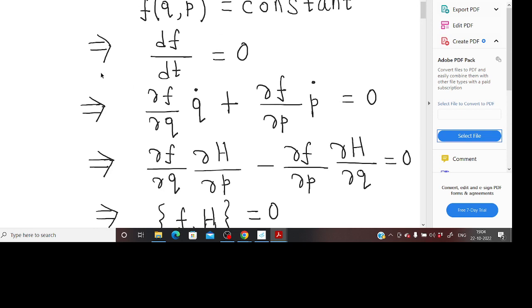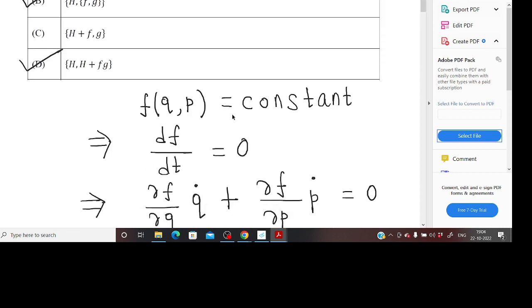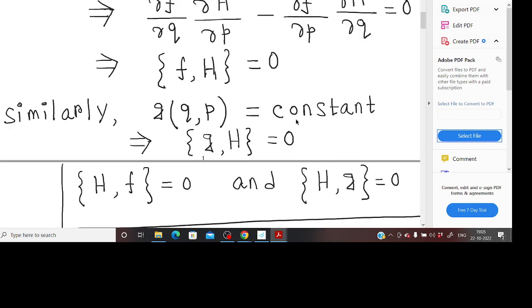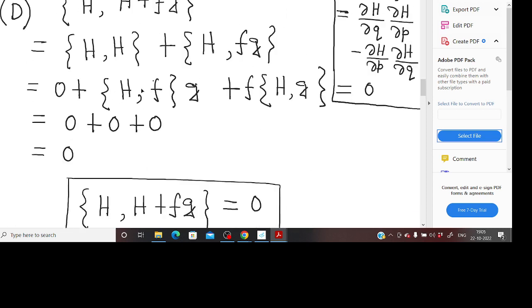If del H/del t is equal to 0 and F is equal to H, so this is the Poisson bracket of H with itself, which is equal to 0. So H is a conserved quantity, and in this case the Hamiltonian is equal to the total energy of the system. And here we have used the Poisson bracket of the Hamiltonian with the product of two functions. We have to just use the partial differentiation of two functions, then you will get this expression. This Poisson bracket of H and F multiplied with G, plus F into the Poisson bracket of H and G. These two are equal to 0 because F and G are constants of motion, so this is equal to 0.